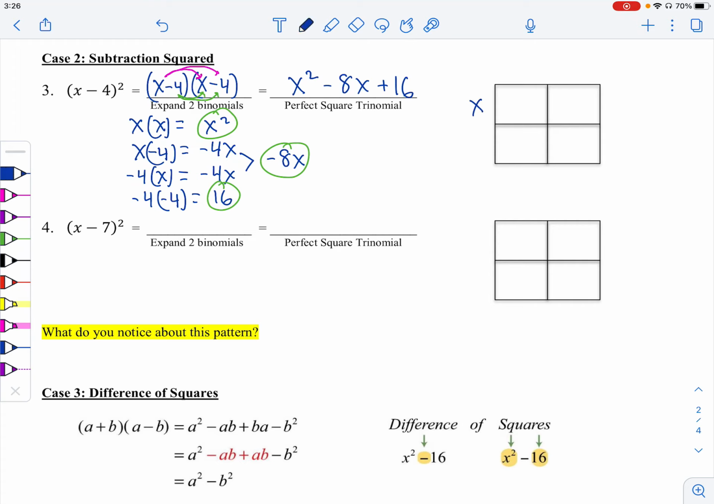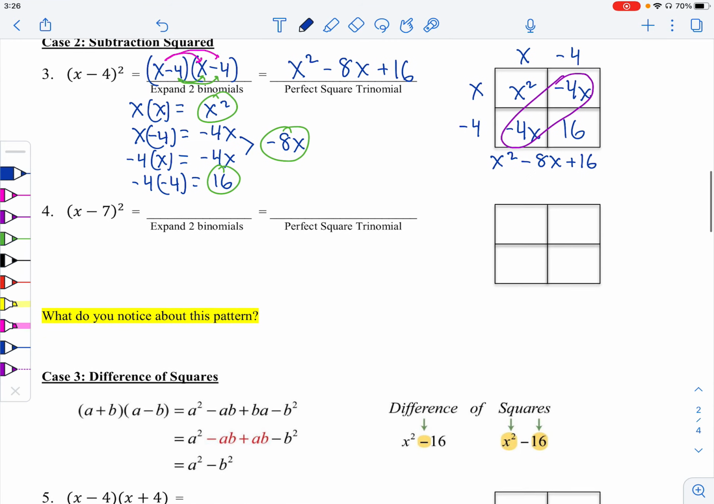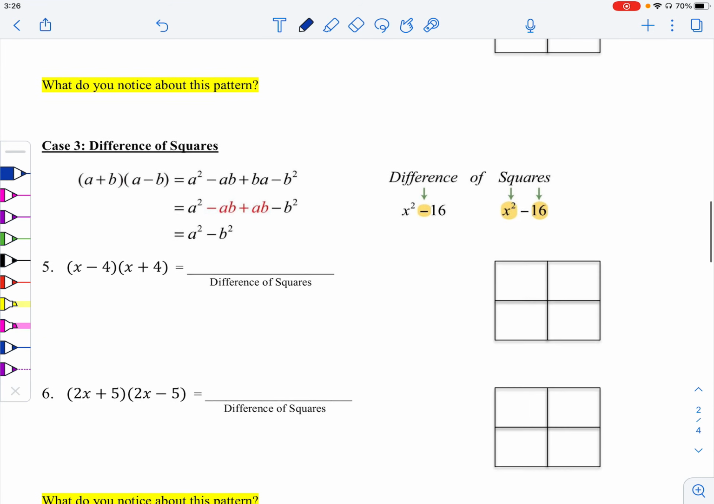Yeah, let's write out the box like x, negative 4, x, negative 4. So you get x squared, negative 4x, negative 4 times x, negative 4x. Negative 4 times negative 4, positive 16. Middle terms combine again. So we're left with x squared minus 8x and positive 16. Same answer. The number 4, you could do that one. So same process, right? Showing FOIL.